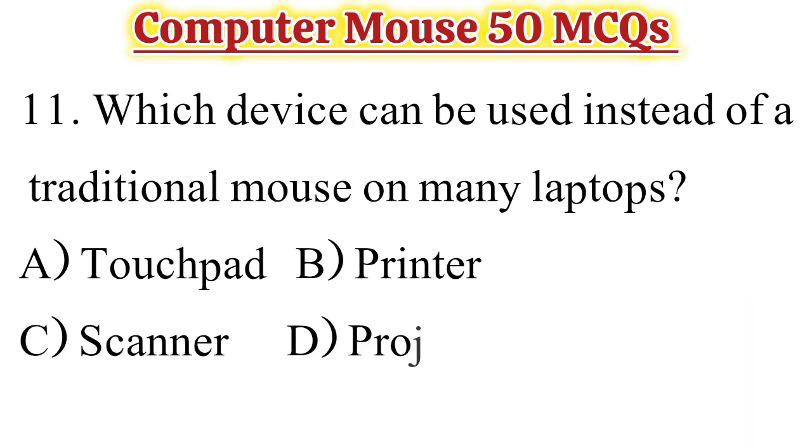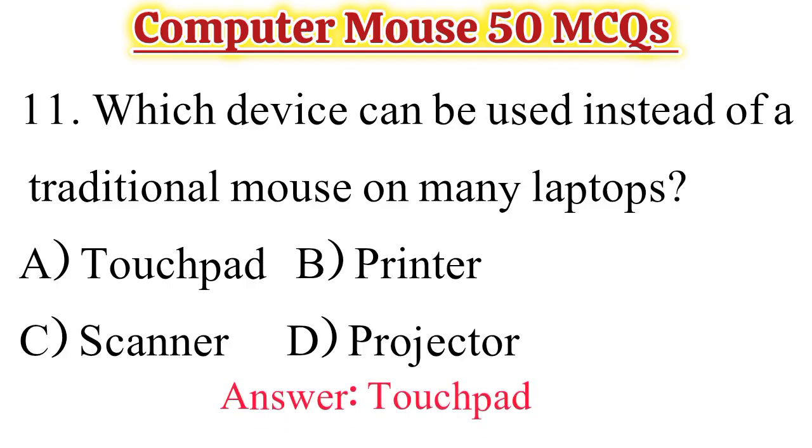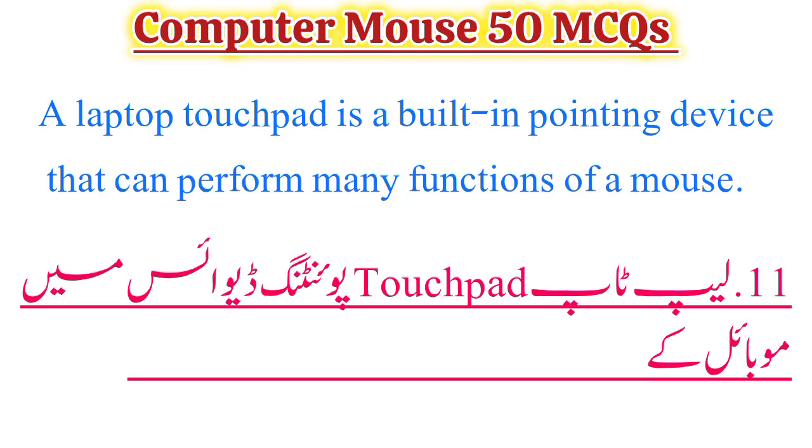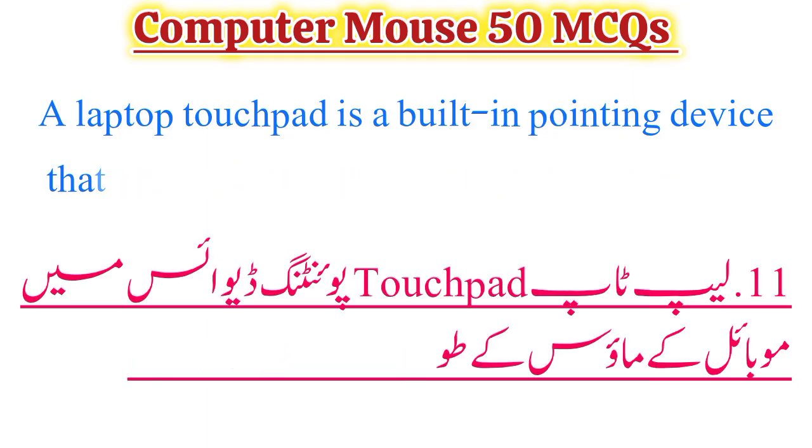11. Which device can be used instead of a traditional mouse on many laptops? A. Touchpad. B. Printer. C. Scanner. D. Projector. Answer: A. Touchpad. A laptop touchpad is a built-in pointing device that can perform many functions of a mouse.